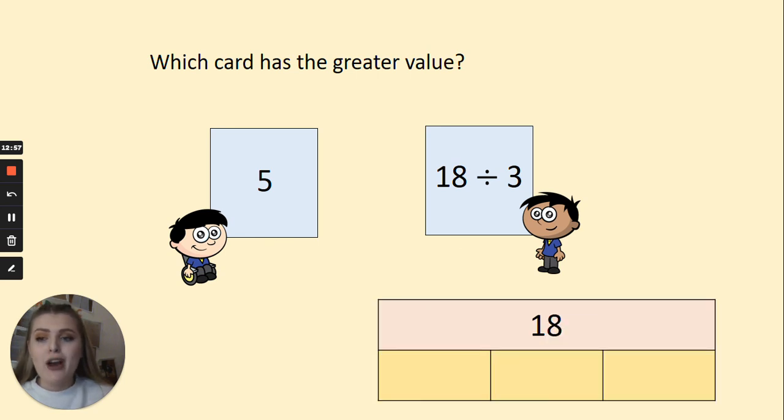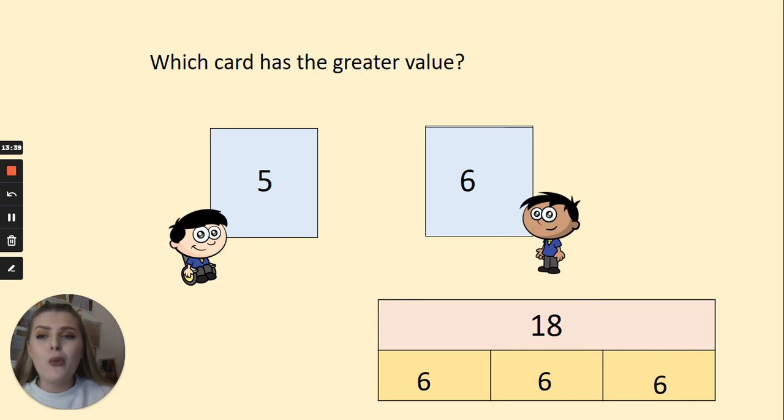I can use a bar model to help me solve that. 18 is my total, so I place that bar at the top and I divide an equal length bar underneath into 3 equal chunks, because I'm dividing that 18 into 3 equal chunks. So now I need to work out, if I divide 18 into 3 equal chunks, how much am I going to have in each chunk? I'm going to have 6. 6 times 3 is 18, or 18 divided by 3 is 6. So now I know the value of his card is 6.